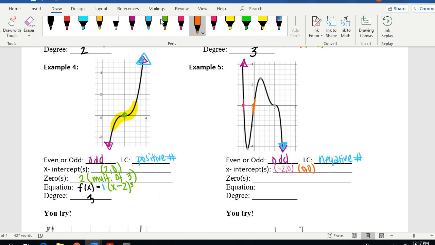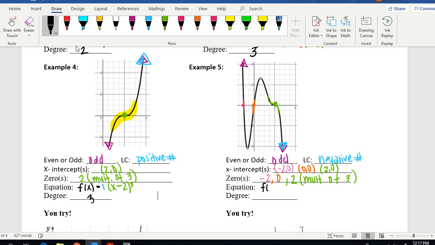And then my third, I have something special happening at 2, 0. So my zeros are -2, 0, and at 2, I see that it's flatlining, so it's going to be a multiplicity of 3. So now I'm going to go write my equation.